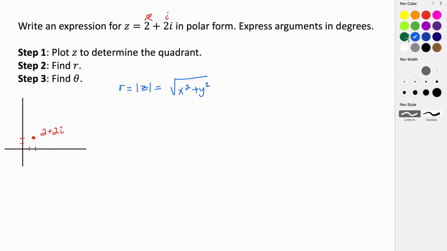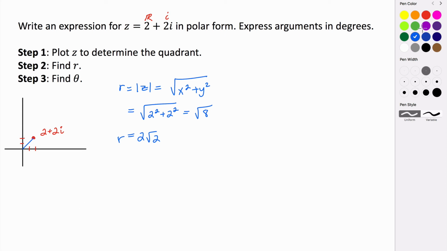So that's this distance here, right? The distance from the origin to our point. So this is going to be equal to the square root of 2 squared plus 2 squared, which is the square root of 4 plus 4, which is 8. And then this will simplify to be 2 root 2. So this is the value of r. And now we need to find theta.